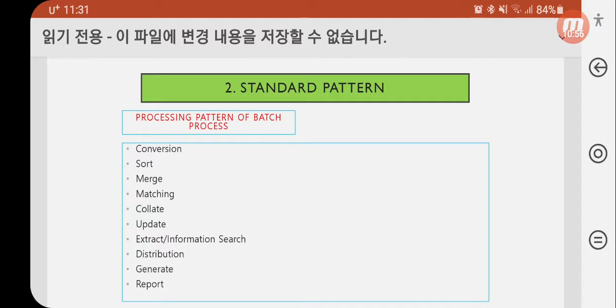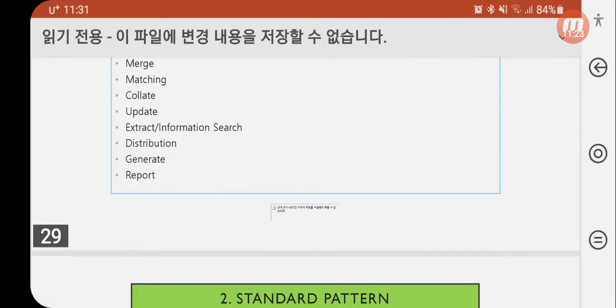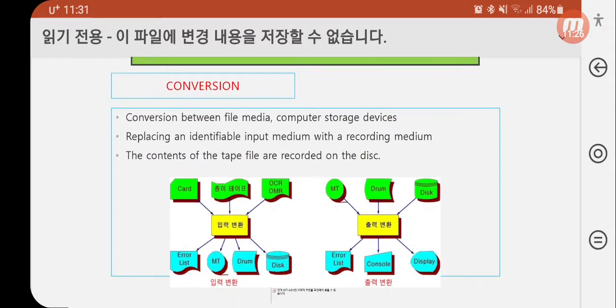We will review the standard patterns. The processing patterns of batch process: conversion, sort, merge, matching, correlate, update, extracting or information searching, distribution, generate, report. First pattern is conversion pattern. A conversion between file media computer storage devices.